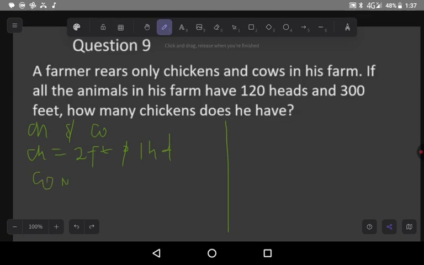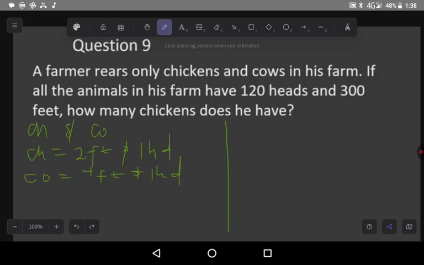Cow, right? How many feet does a cow have? 4 feet. Are you getting it now? And one head. And 1 head, right? Okay.